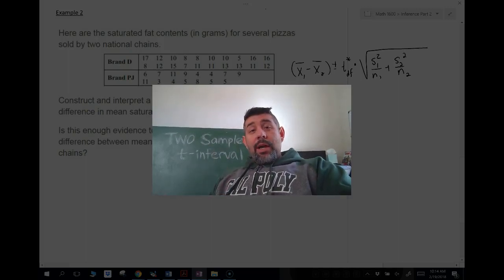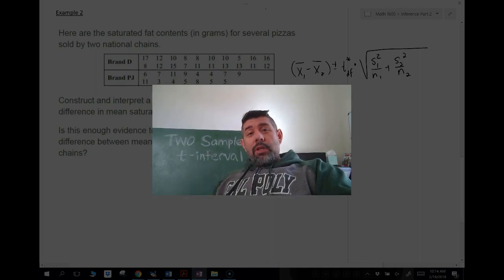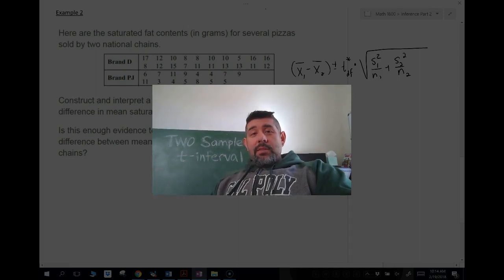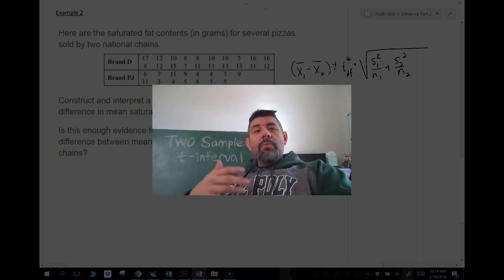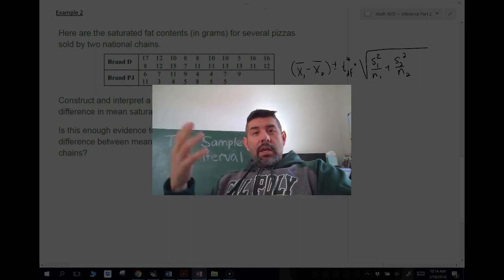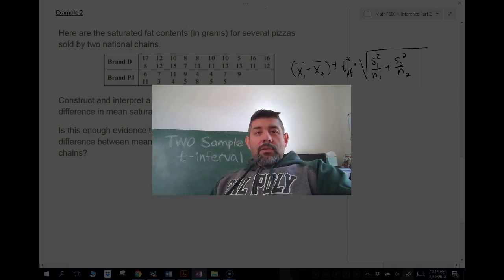Today we're going to talk about two sample t intervals. So we're going to look at independent groups. Let's say we're taking two independent samples, and we're going to find a confidence interval. With that confidence interval, we need to interpret it. We're also going to talk about how we look at a hypothesis test, and what we do when we see a confidence interval, and how that can help us determine whether or not there's evidence to support an alternative hypothesis.